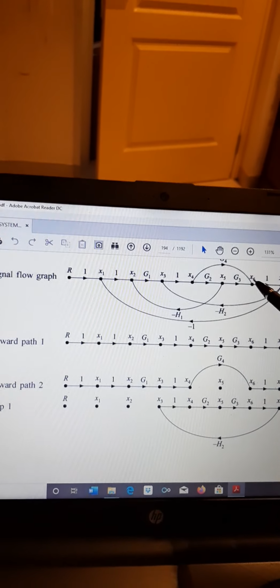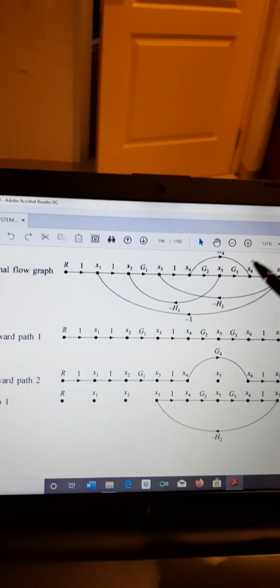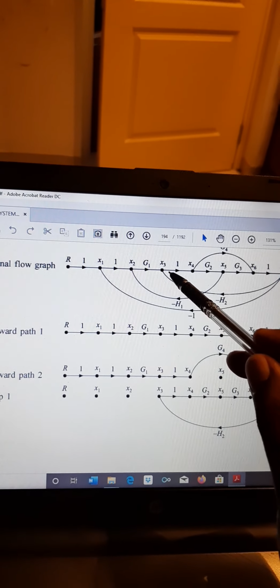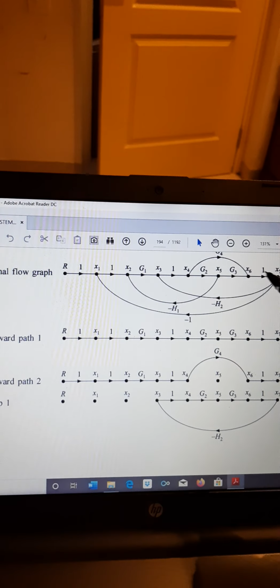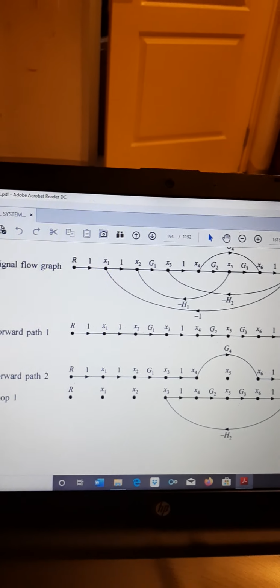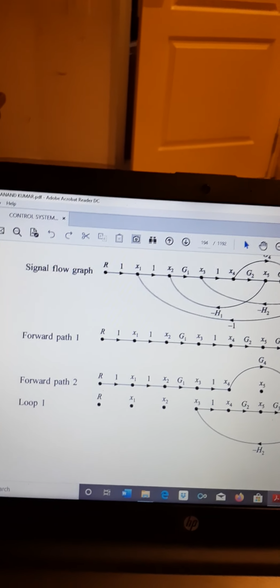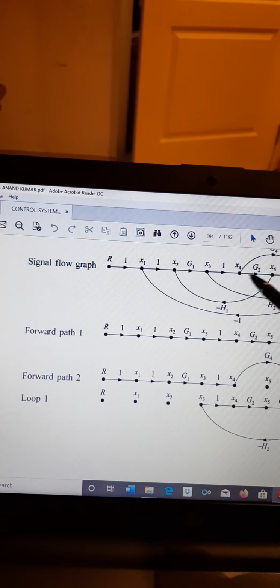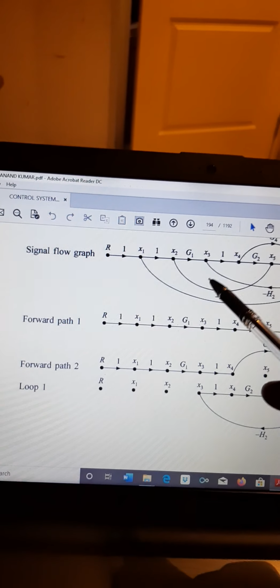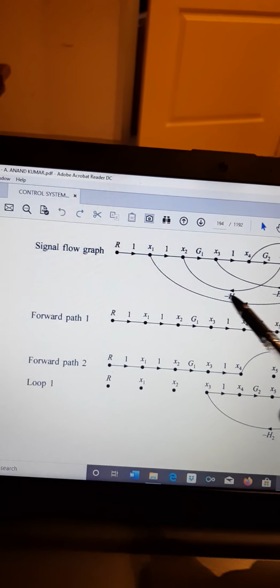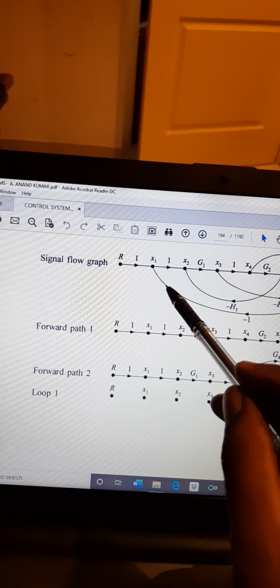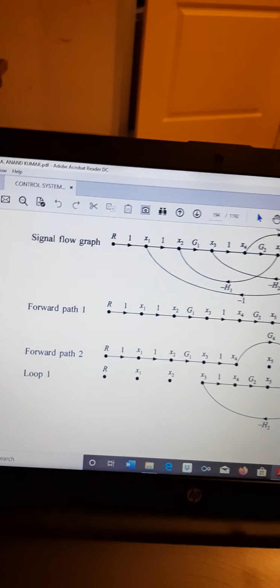This cannot be considered as a loop because here also forward, here is also forward. Loop means starting from a point, go to some other point and coming back. That is known as loop. So could you tell me how many loops are there? One is like this, another is like this, and another is like this.